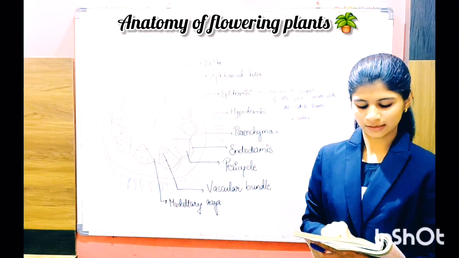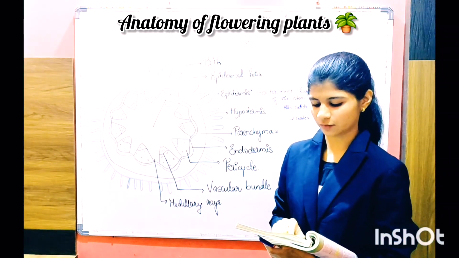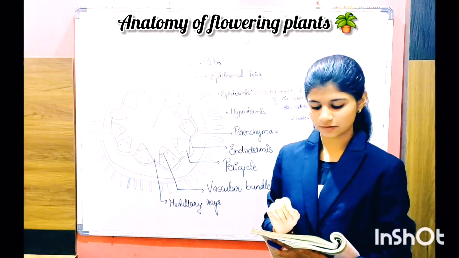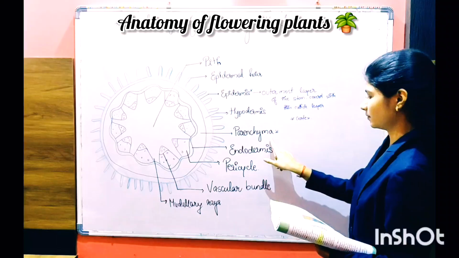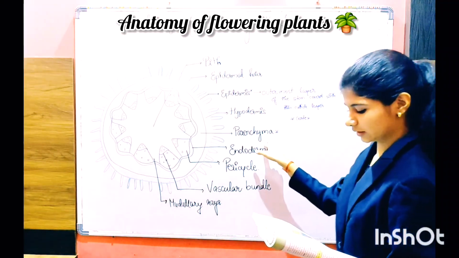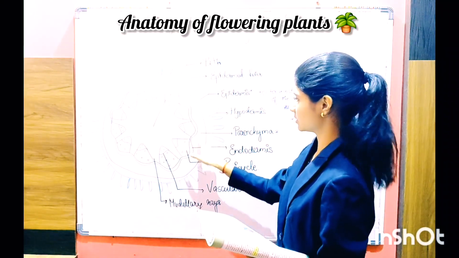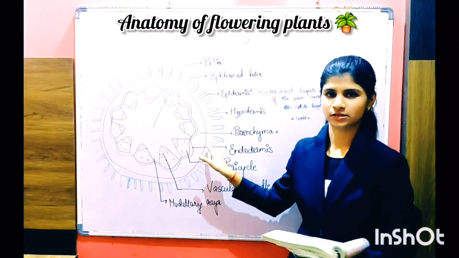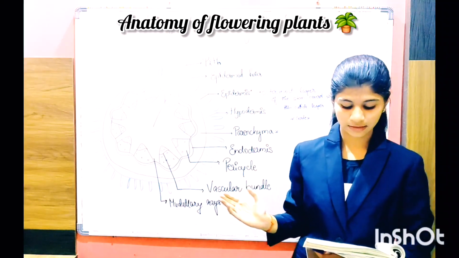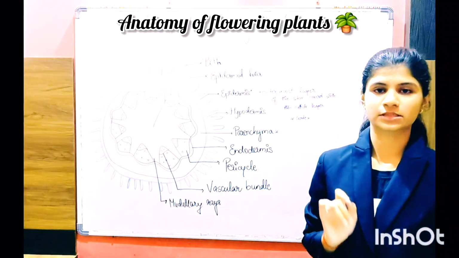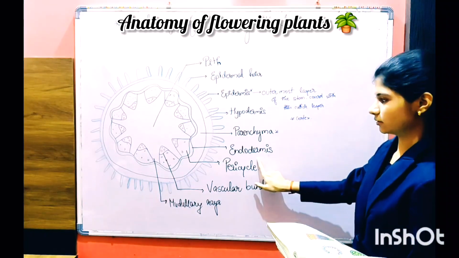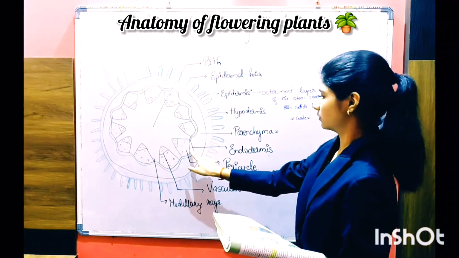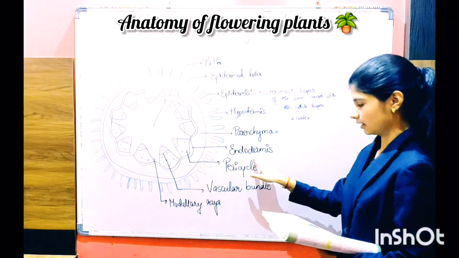Then the cortical layers below the hypodermis consist of rounded, thin-walled parenchymatous cells with conspicuous intercellular spaces. Just below the hypodermis is this parenchyma, and between the two green lines there is the intercellular space. Then the innermost layer of the cortex is known as the endodermis. Between the two green lines, the innermost layer is the endodermis.